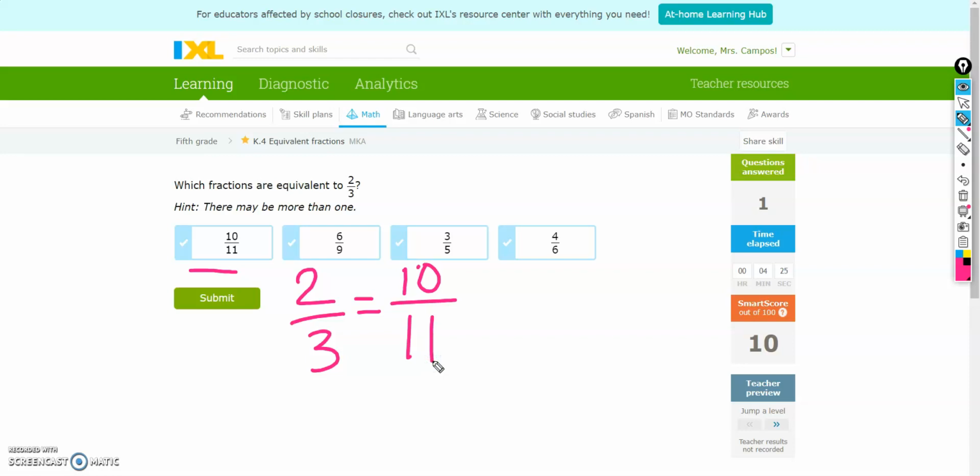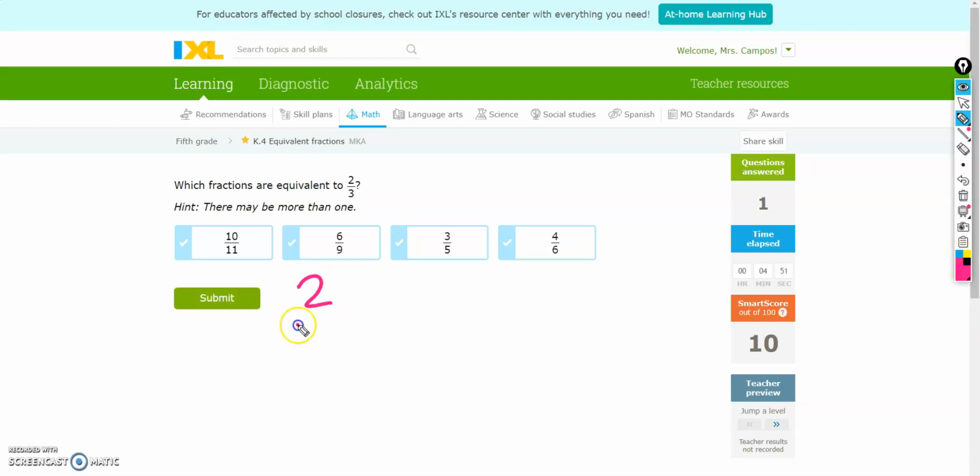Okay, so 2 to become a 10, you multiply by 5. If I do it to the top, I have to do it to the bottom. 3 times 5, does that equal 11? No. So that one does not work.